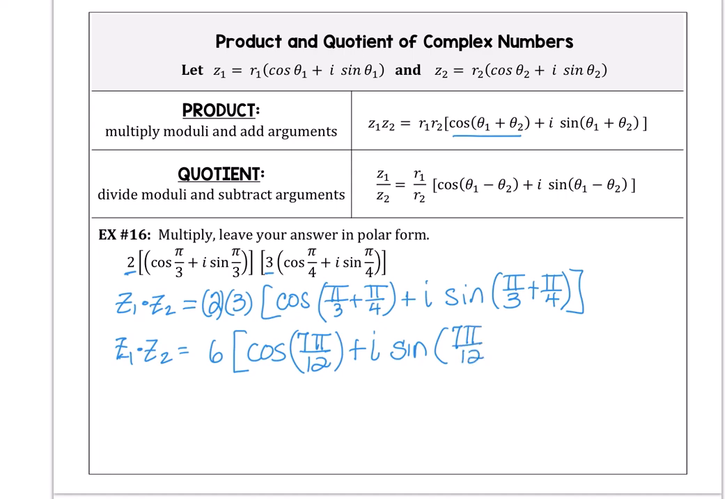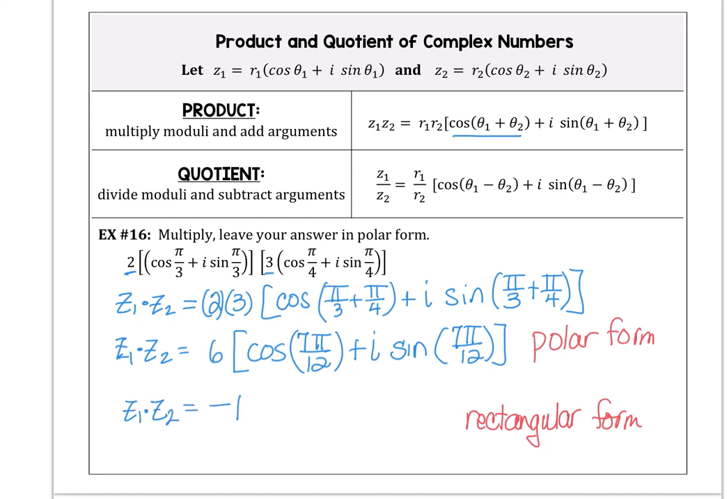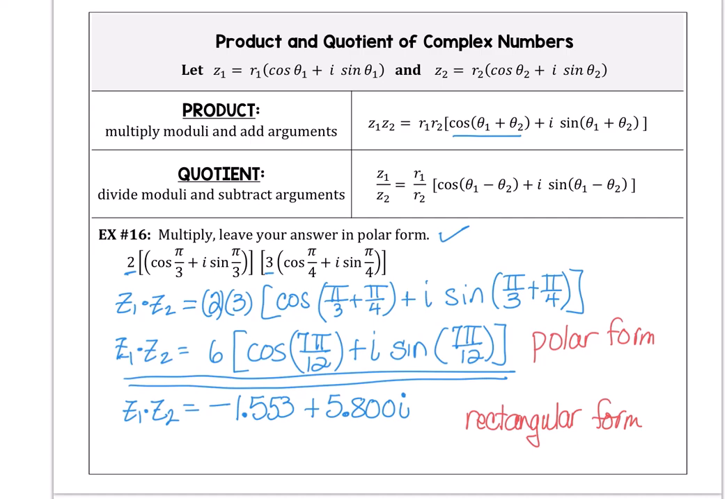I'm calling this polar form. This is polar form. If you got a calculator out, we could turn that into rectangular form. So if you needed rectangular form in an AP Calc class, you could say that product, Z1 times Z2, is negative 1.553 plus 5.800i. This is the answer that we were interested in from the directions here.